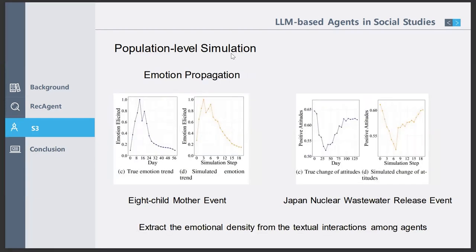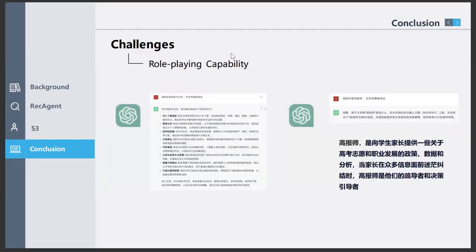The authors also studied the emotion propagation. They extract the emotion density from the textual interactions among different agents. They also studied the two events. From the figure, we can see they can well reproduce the ground truth in the experiment. Okay, previous works have demonstrated very promising results in social network simulation. I believe there are still many important challenges in the future.